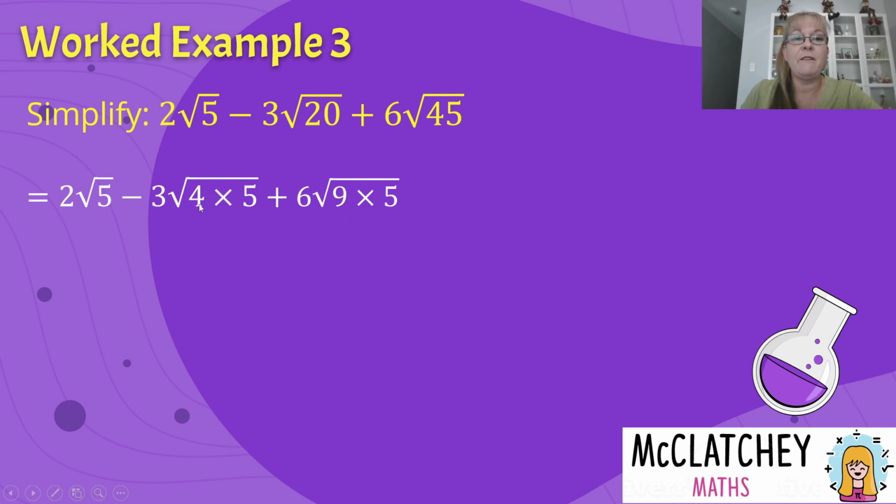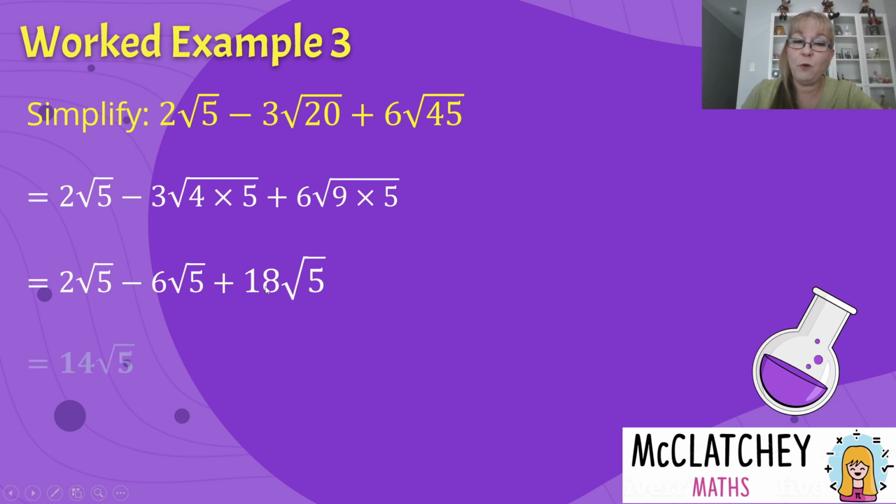So let's simplify that. Square root of 4 is 2, so this is going to be 3 times 2, which is 6. And over here I've got the square root of 9 is 3, so that'll be 6 times 3, which is 18. And voila, I've now got 3 like terms, all root 5s. So now I've got 2 take away 6, which is negative 4, plus 18 is positive 14, 14 root 5.